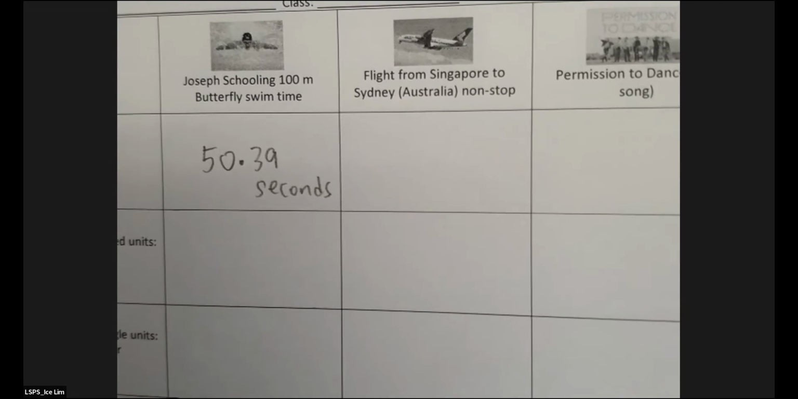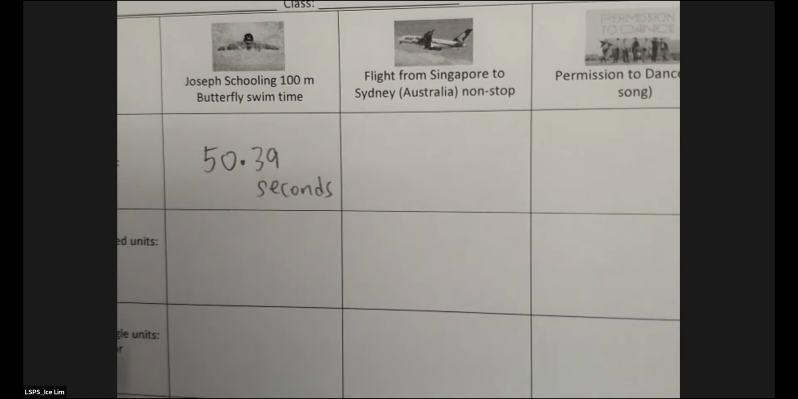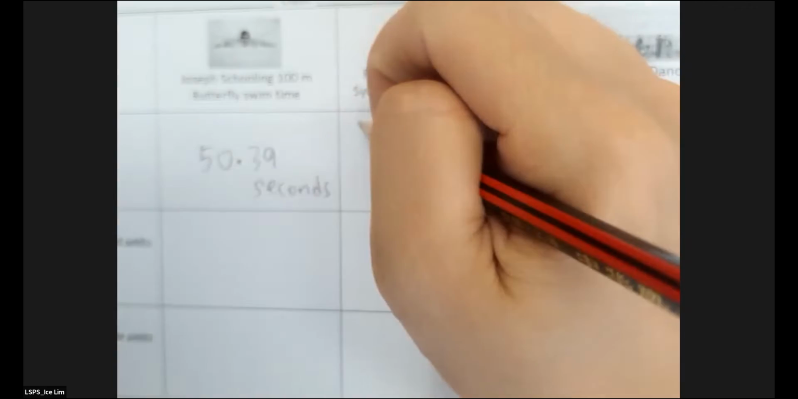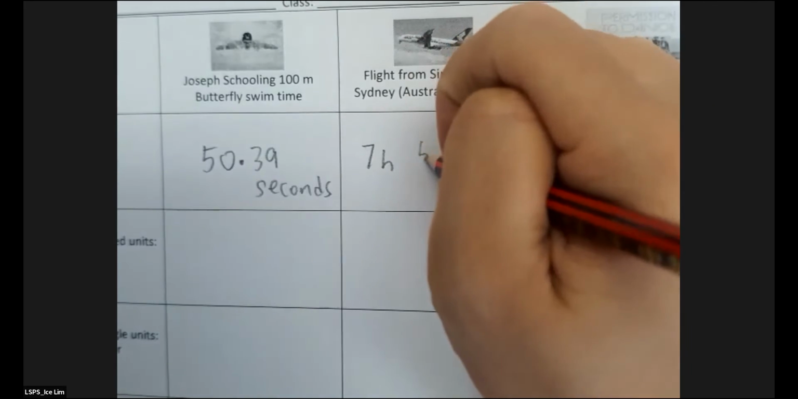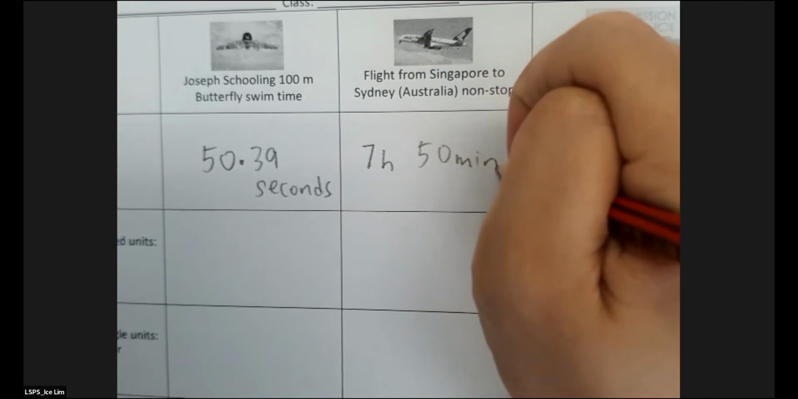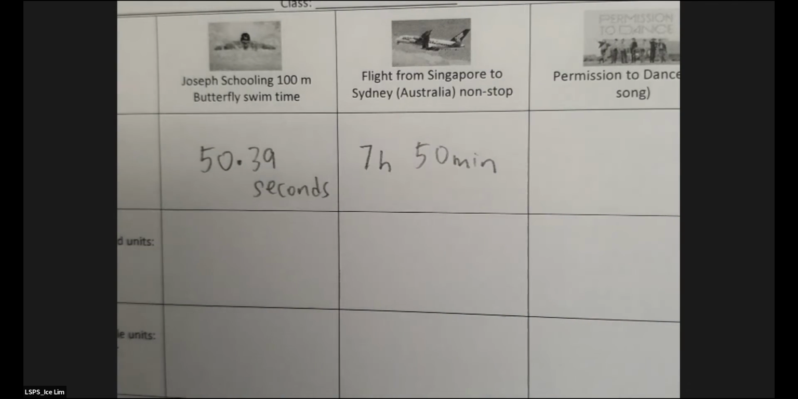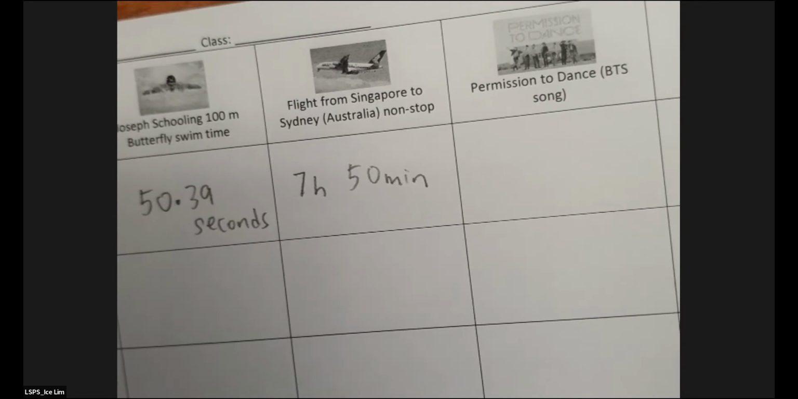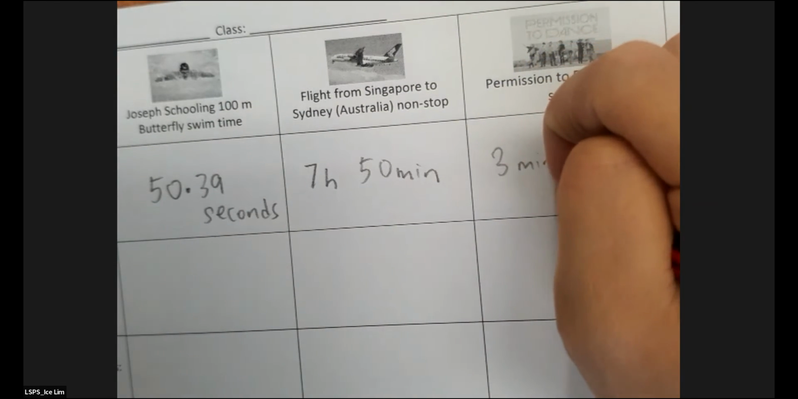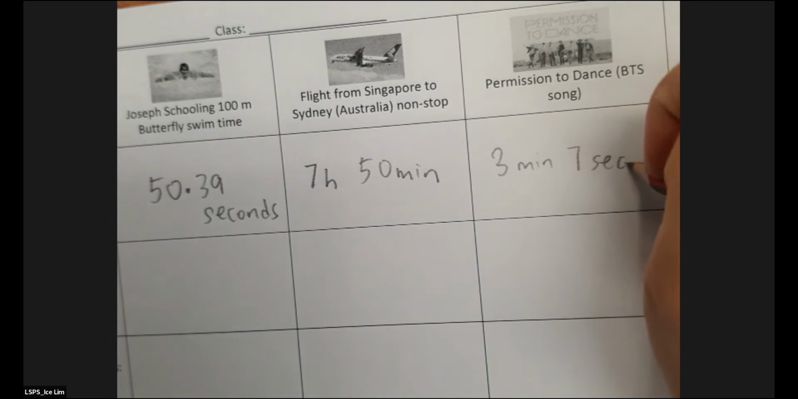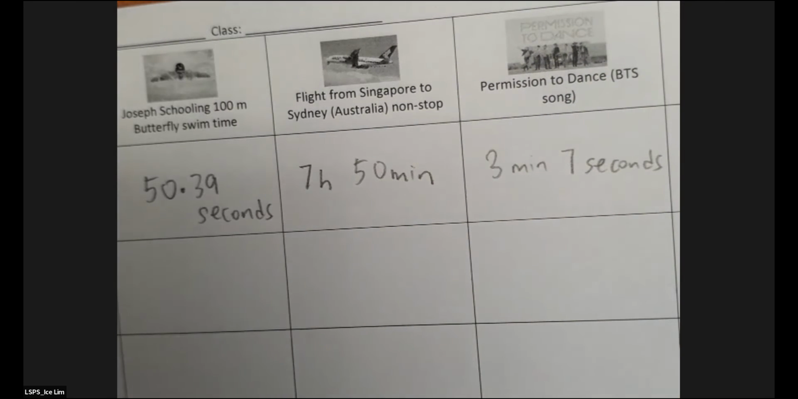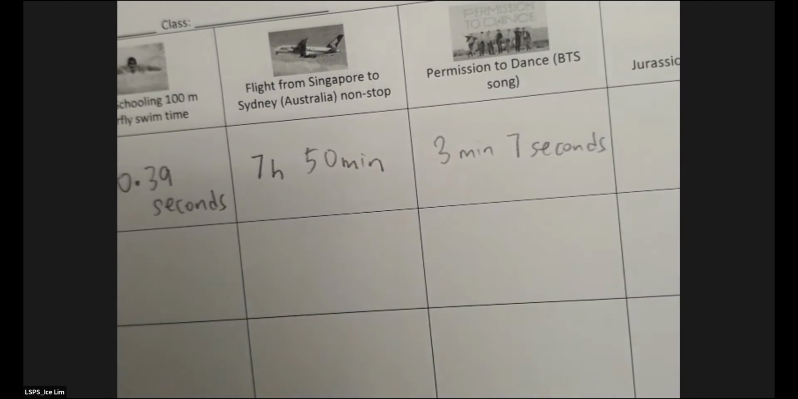Then the flight from Singapore to Sydney, some of you are aware because your parents traveled there or you yourself traveled there before, is 7 hours and 50 minutes. Did you get that right yesterday? And then the permission to dance BTS song was 3 minutes and 7 seconds. Anybody go home and check yesterday? And dance to the song. 3 minutes and 7. You don't know the dance?